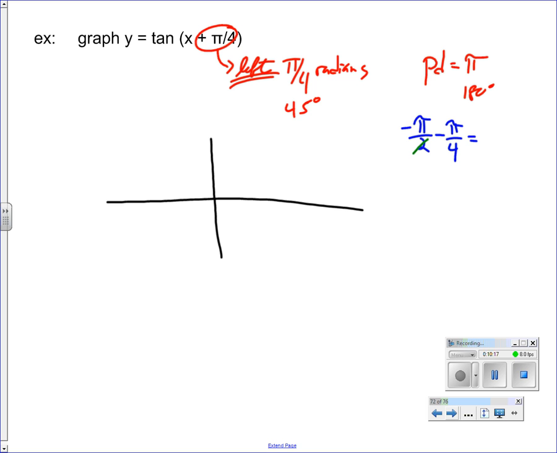Right, so we change this to a fraction over 4. Our new starting point will be negative 3 pi over 4. Our full period is going to be pi radians. So if we go pi radians, that's going to put us at positive pi over 4. And you have to mark off every quarter of the way, which is going to be still pi over 4.